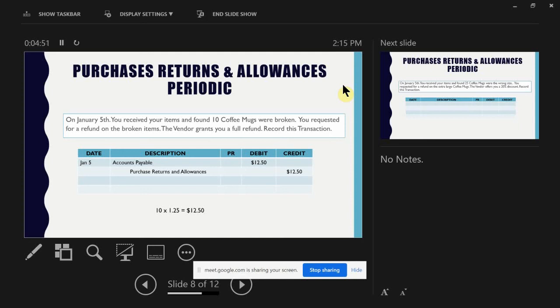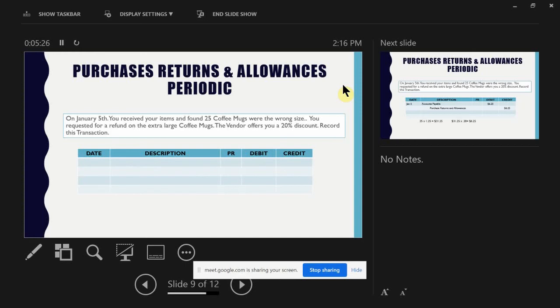And the only rule here is that we can only refund for the original selling price. No tax. You cannot refund tax. You cannot refund shipping. You cannot refund any of those extra expenses. The only return that you can get is just on that selling price. Okay? So in this case, I got a refund for the 10 mugs at $1.25, which gave me a total of $12.50. Okay?